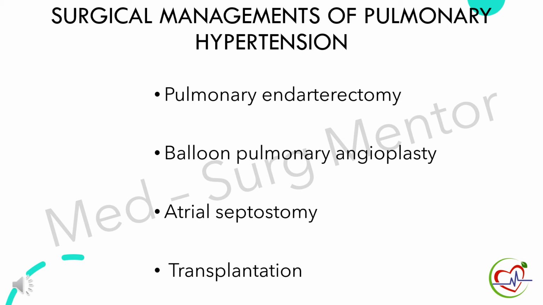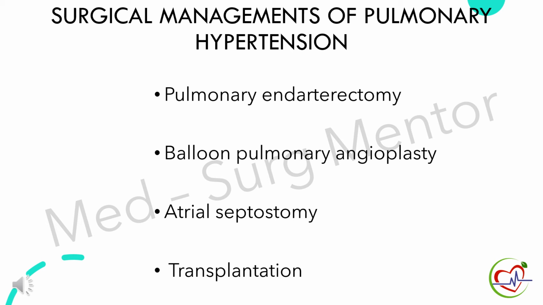Surgical managements of pulmonary hypertension. They include pulmonary endarterectomy, balloon pulmonary angioplasty, atrial septostomy, and transplantation. Let's see each one in brief. Pulmonary endarterectomy is a surgery to remove blood clots from the pulmonary arteries in the lungs, whereas balloon pulmonary angioplasty is a procedure in which a balloon catheter is guided into the arteries and inflated for a few seconds to push the blockage aside and to restore blood flow to the lungs.